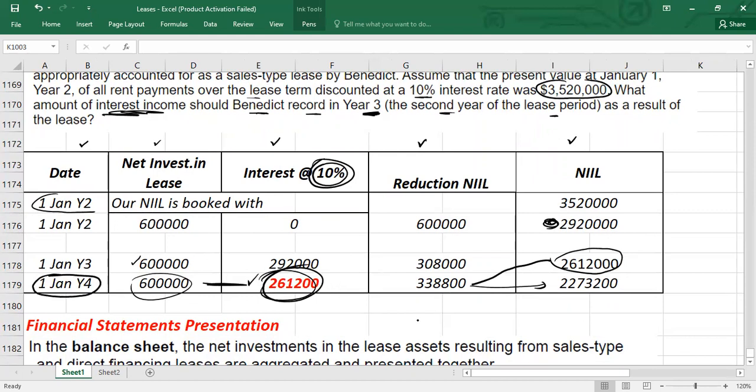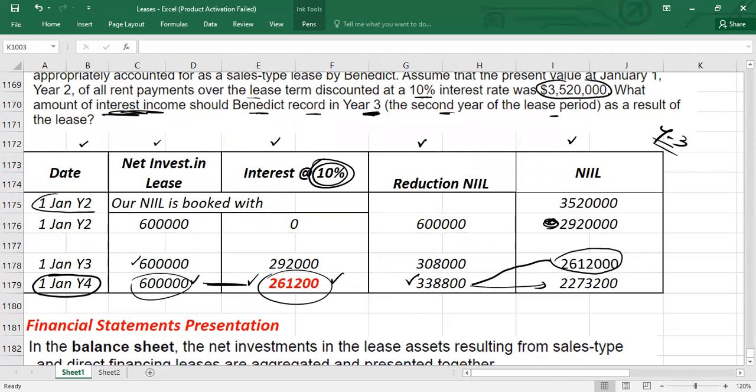Okay, what entry will you pass at the end of the year? You can debit the installment receivables, credit the interest income with this value, debit the installment receivable with this value, and credit the net investment in lease at this value. This entry I'm talking about is the year 3 entry. And the very next day, once you receive the payment, you can debit the cash and credit the installment receivables. Okay guys, so this is the answer. This is the interest which should be accrued for the 3rd period.